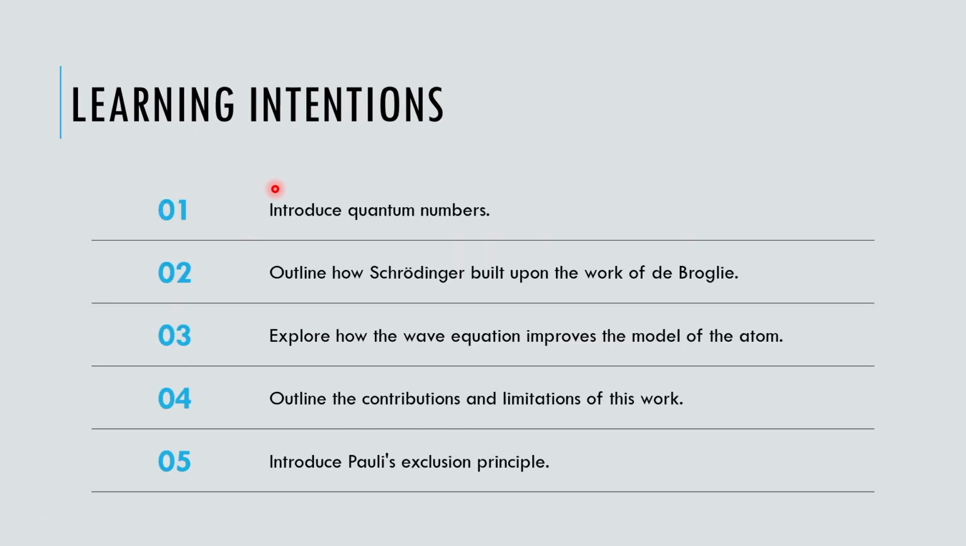We need to understand the concept of quantum numbers, as they're quite closely related to Schrödinger's equation. This equation brings in the concept of quantum numbers as well as de Broglie's concepts about the wave nature of matter, and we'll be looking at how Schrödinger built upon these ideas to develop his wave equation and what the qualitative consequences of that equation are.